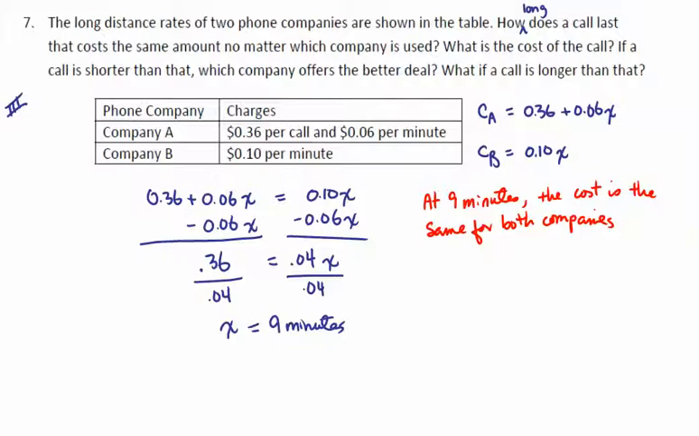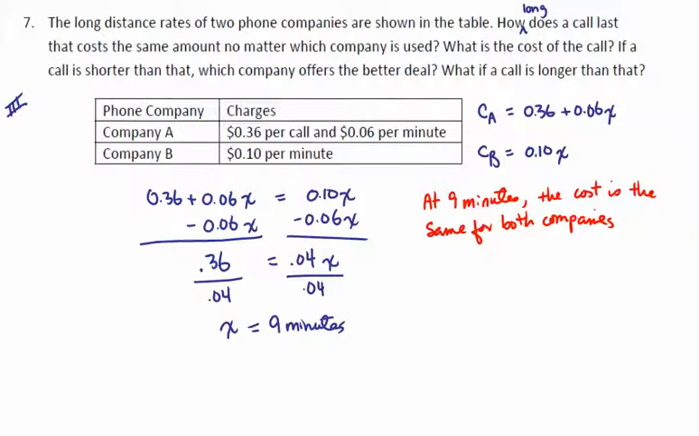Okay, so then the next thing we want to do is, if a call is shorter than that, which company offers the better deal? And we can answer this in a number of ways. Well, first of all, we can see that company B charges more per minute. So eventually the cost is going to be greater if you talk for a lot of minutes for company B. So what we can do is pick a number greater than 9. Let's pick 10.